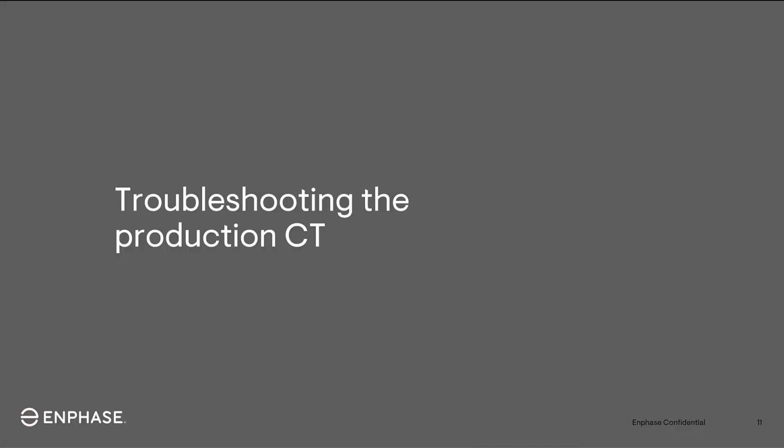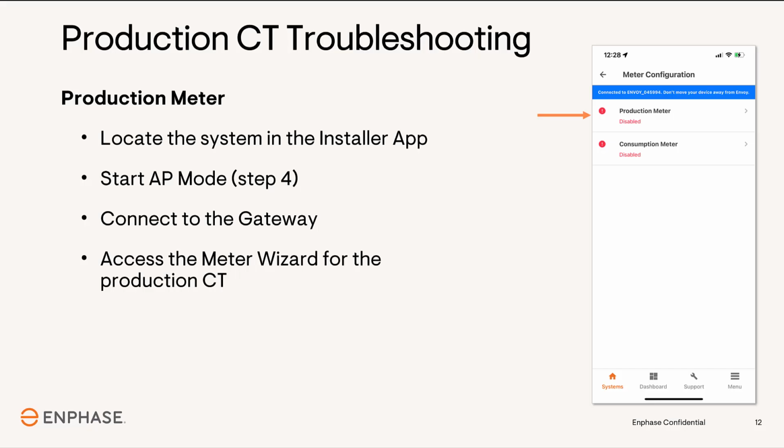In this section, you'll learn how to use the data displayed in the Installer app to troubleshoot the production CT installation. Now that you know what hardware is providing the data being displayed within the Installer app, let's put that knowledge to work and troubleshoot the CTs, starting with the production CT. To use this troubleshooting method, you must be on site with the gateway since the Installer app will have to be connected in AP mode.